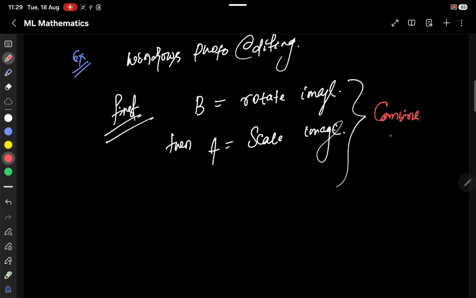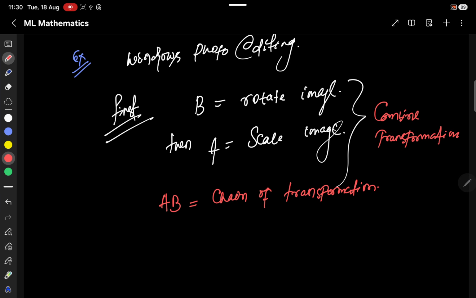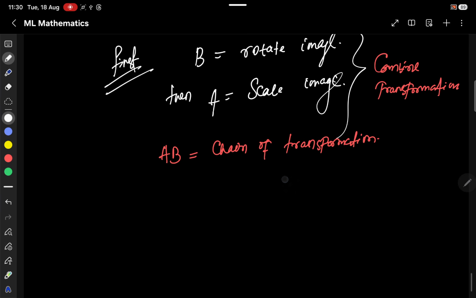So if I'm doing a combined transformation, the transformation would be AB. That AB is nothing but a chain of transformations. The first transformation will rotate, then you have to scale the image. So, chain of transformations. Look at this, these terms are really nice, right? You are getting to know what is happening in the real world as well.